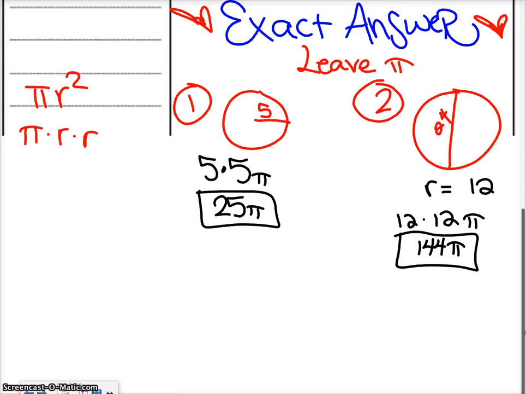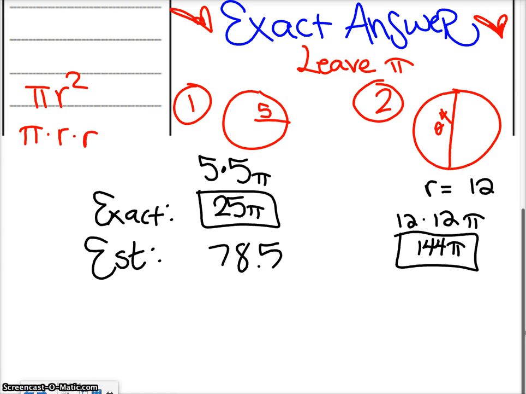Your expectation for your homework today is going to be find exact, that's this, and then find estimated. So each question is going to have 2 parts. You have this is the exact, and estimated just means now multiply it by 3.14. So 25 times 3.14, 78.5. That's your expectation today. Each one will have 2 parts, exact and estimate.